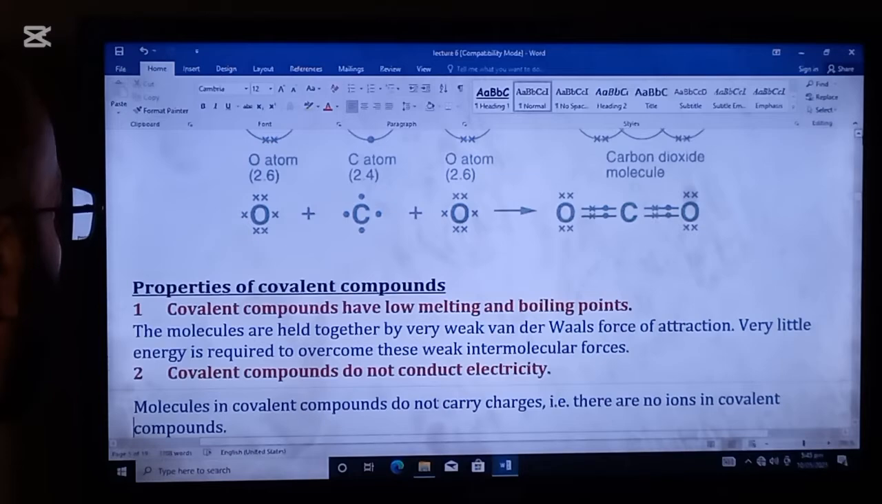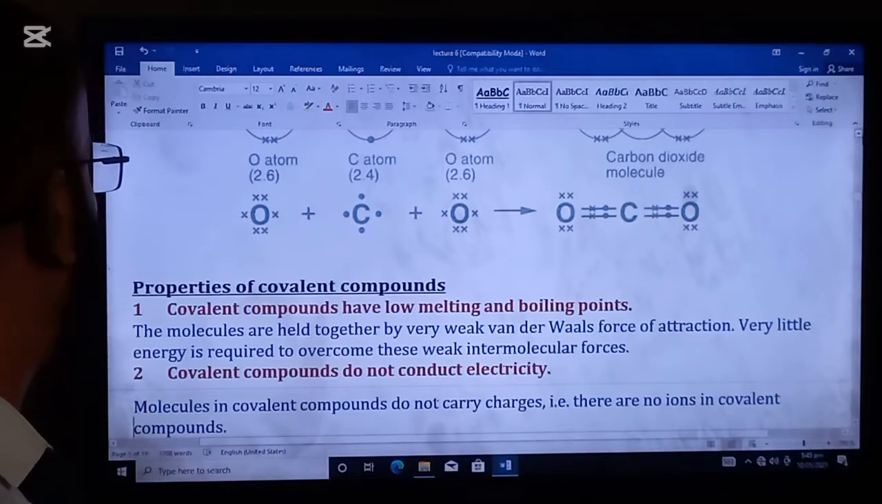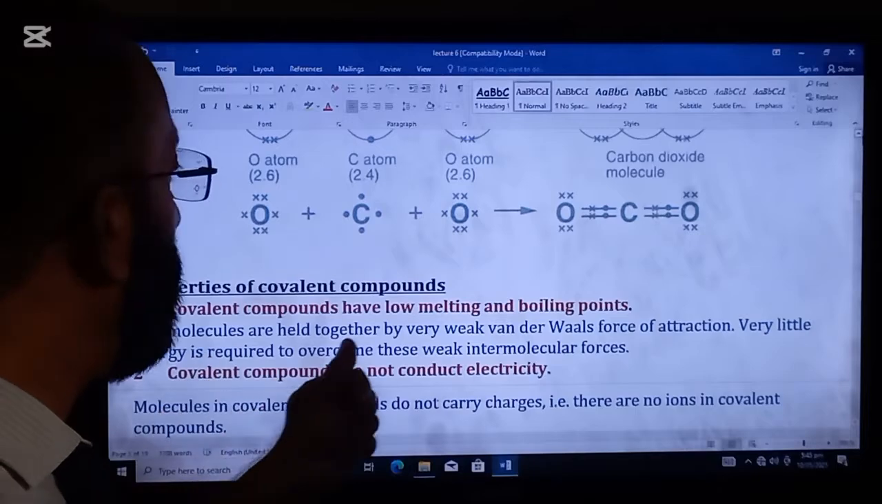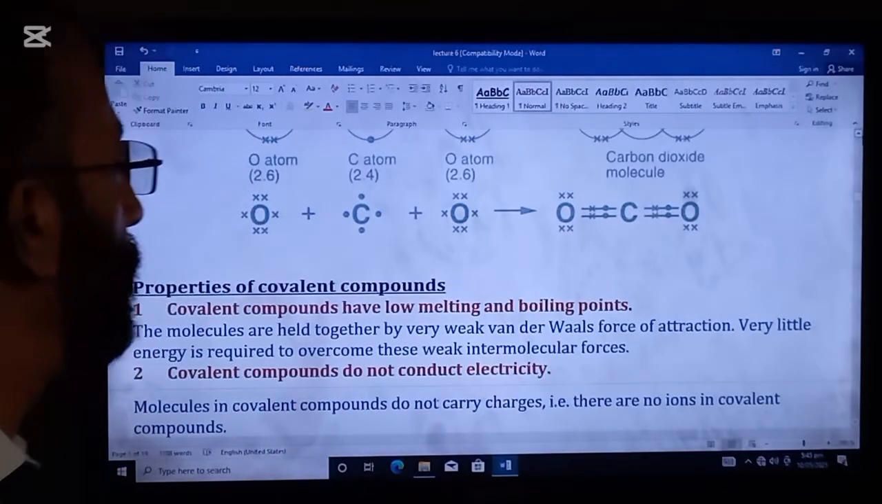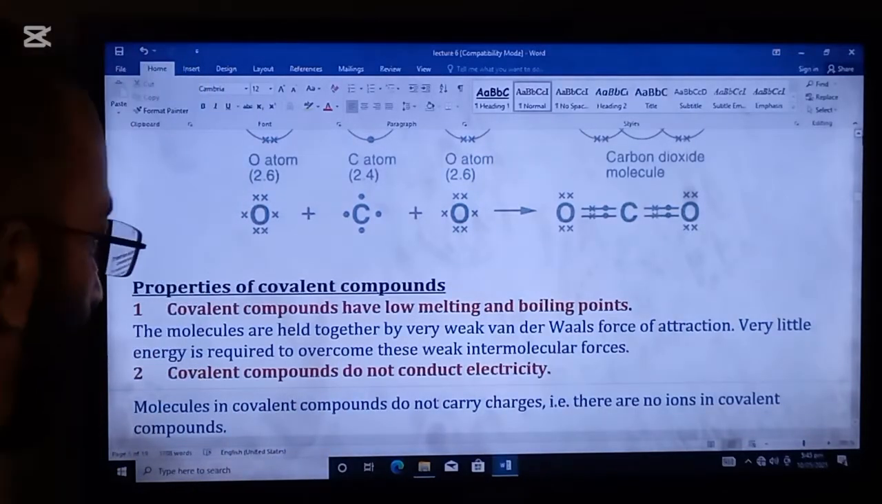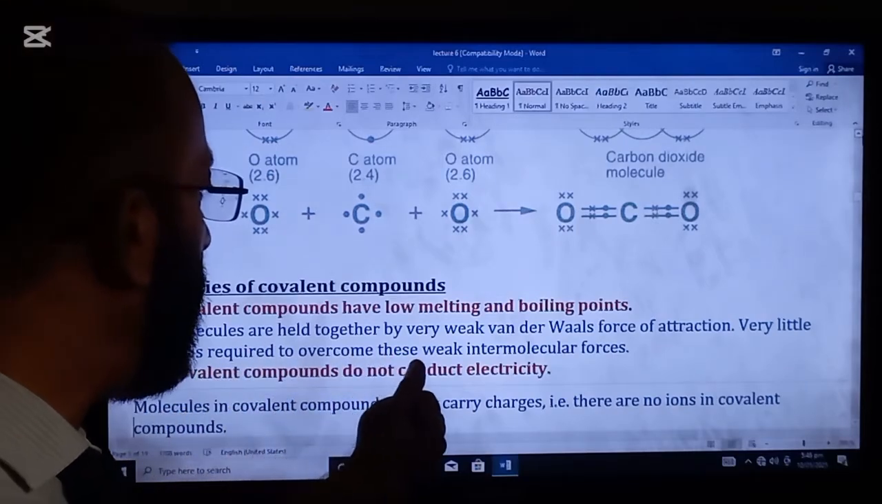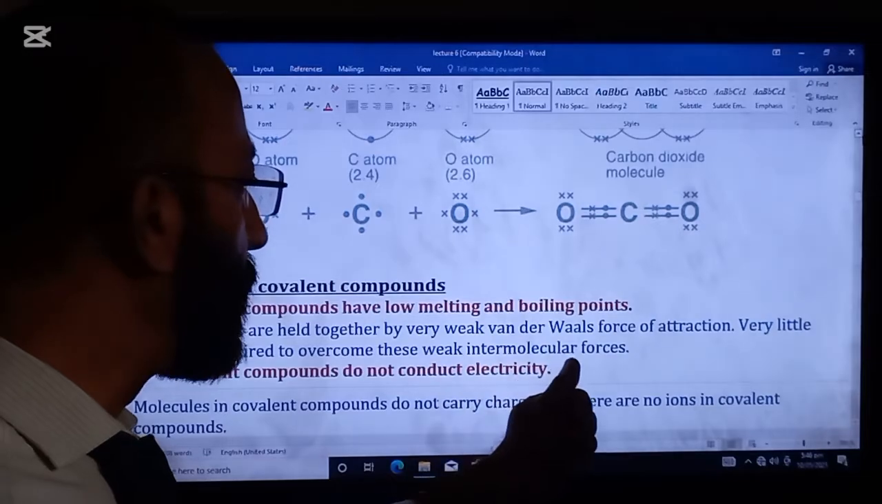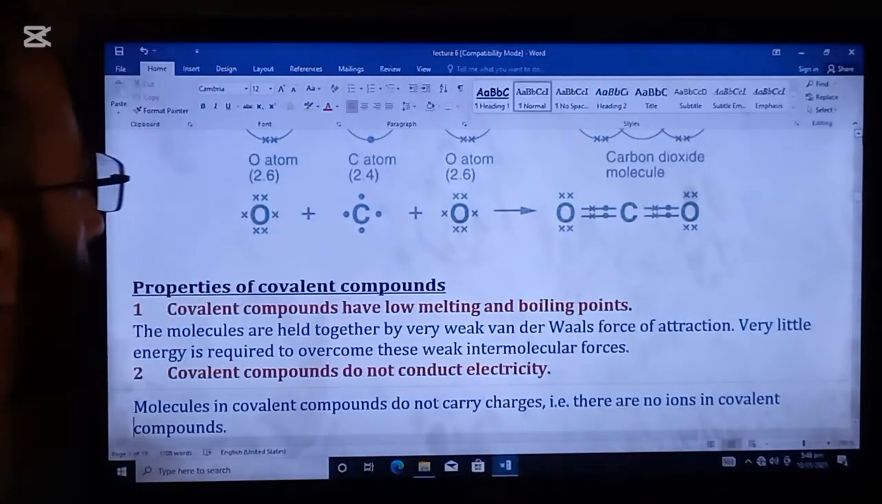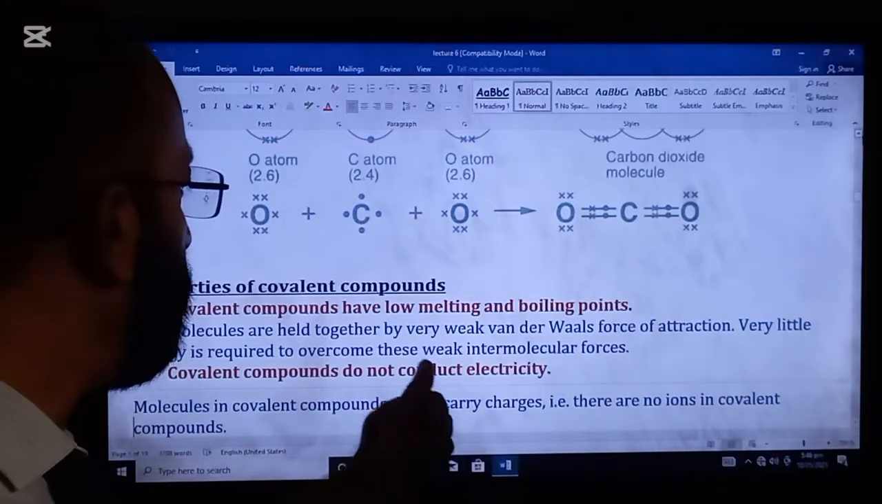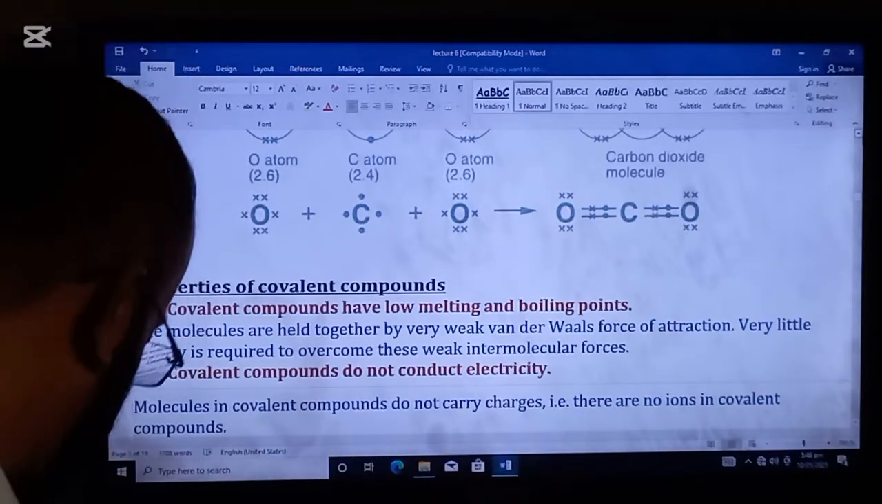Here come the properties of covalent compounds. First property is covalent compounds have low melting and boiling points. Explanation for this point is the molecules are held together by weak van der Waals forces of attraction. Very little energy is required to overcome these weak intermolecular forces.